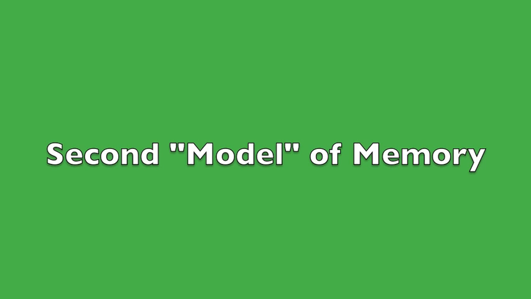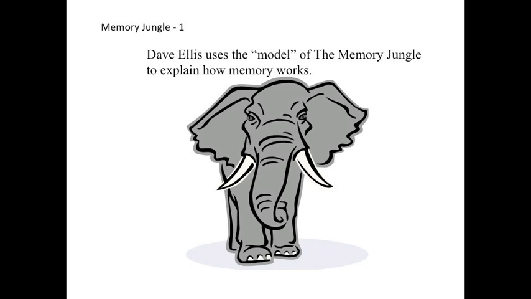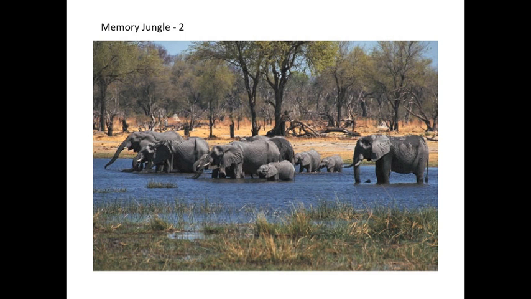Now we're going to talk about a second model of memory that comes from the Dave Ellis textbook. In the Dave Ellis textbook, he talks about the memory jungle as a metaphor or a way to explain how memory works. So think of an elephant in the jungle making a sturdy, well-worn path going back and forth and back and forth. That's the first image. The second image in the memory jungle is a bunch of elephants herding around the water hole. This idea that in order to learn things, we have to chunk pieces of information into groups. So that is a chunking technique suggested by this second image.